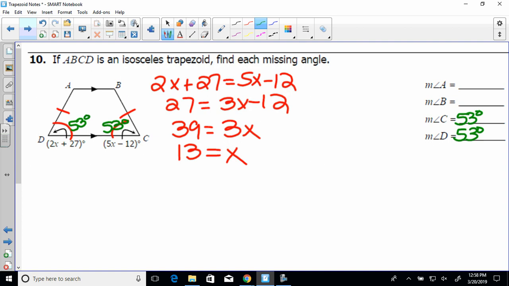Now we got to find A and B. Well, the relationship A and D are consecutive angles, so they should add up to 180. So we do 180 minus 53. We get A is 127. And A and B are also base angles, another set of base angles, so they're going to be congruent as well. So both of those are going to be 127 degrees.